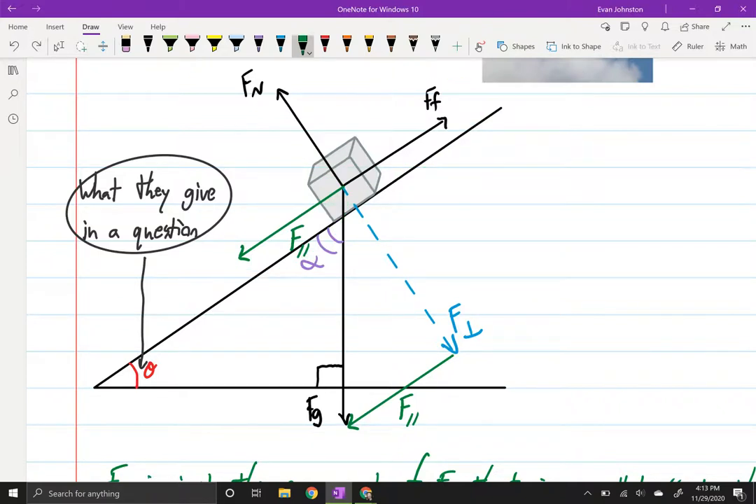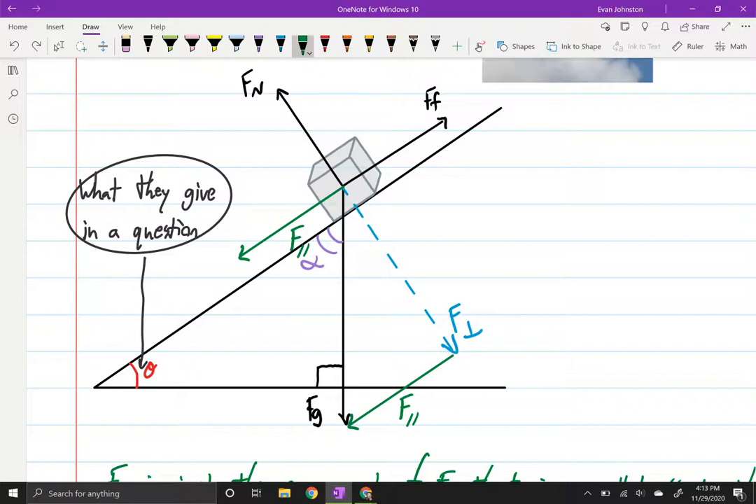And if this parallel part of gravity is greater than the force of friction, the box is going to slide down the slope. If the force of friction is greater in magnitude, the box is going to just sit there doing a whole lot of nothing. And so that's really what determines it.